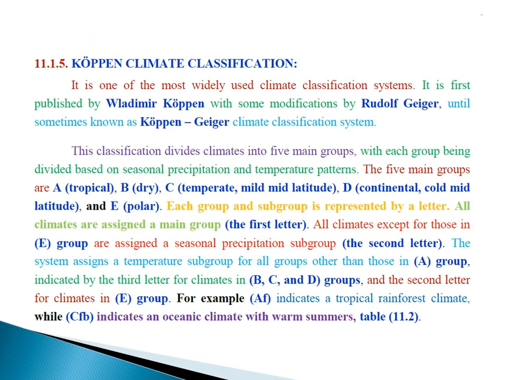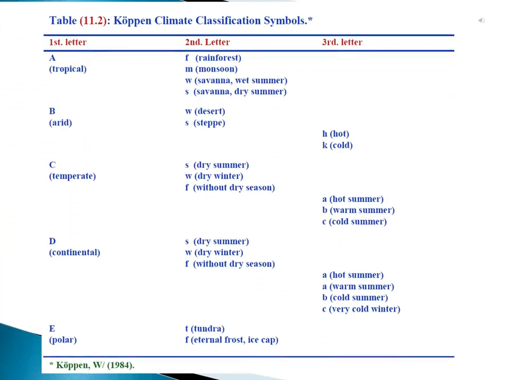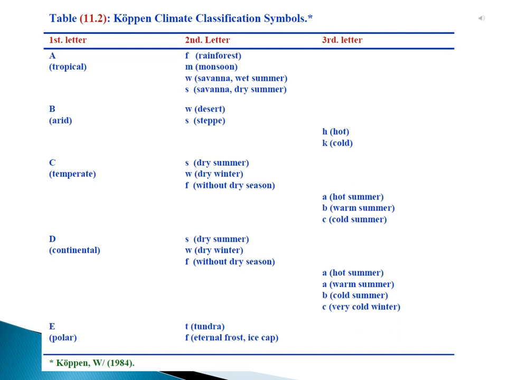Koppen climate classification. It is one of the most widely used climate classification systems. It was first published by Vladimir Koppen with some modification by Rudolf Geiger, so it is sometimes known as the Koppen-Geiger climate classification system. This classification divides climates into 5 main groups, with each group being divided based on seasonal precipitation and precipitation pattern. Table showing Koppen climate classification symbols by the first 5 groups and both second and third letters.